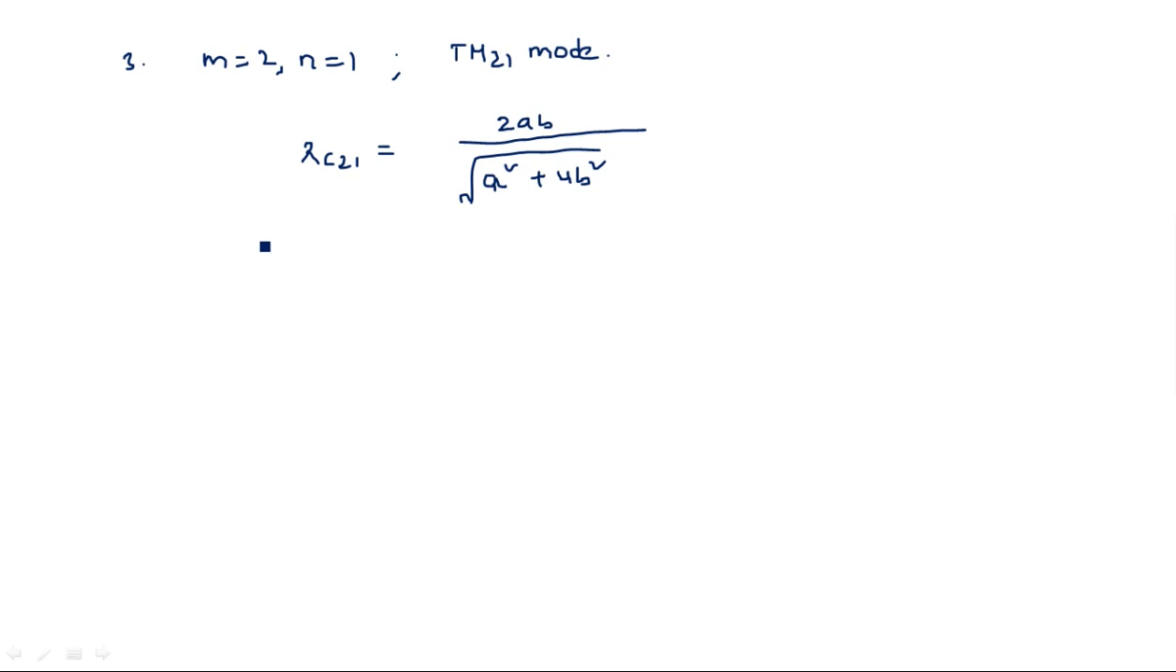Now, what is the least possible mode? I told you already, TM 1 1. Among these, or else you can also do it this way, among these, which is the highest value in the denominator?